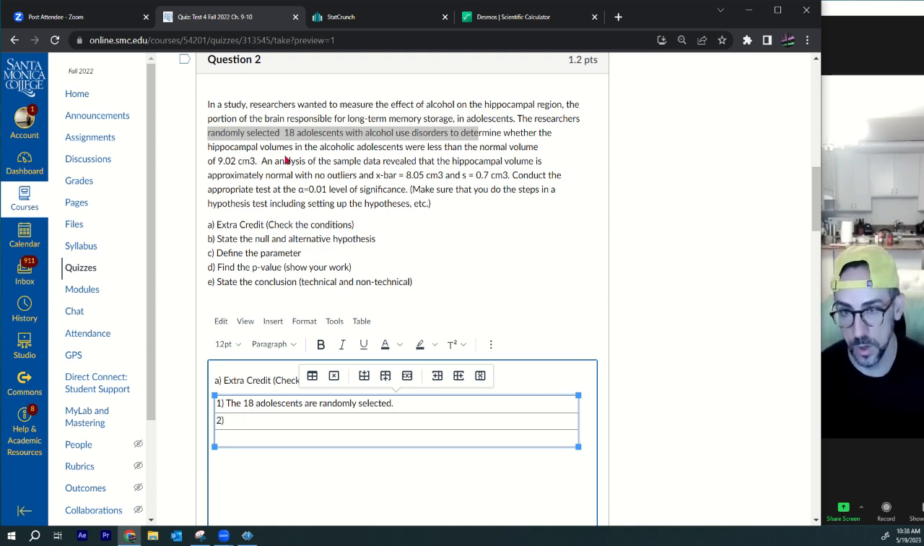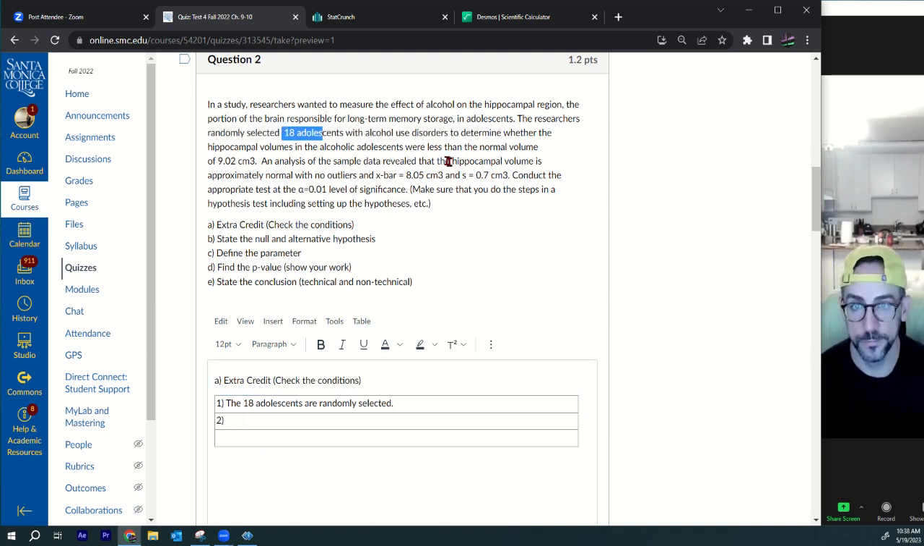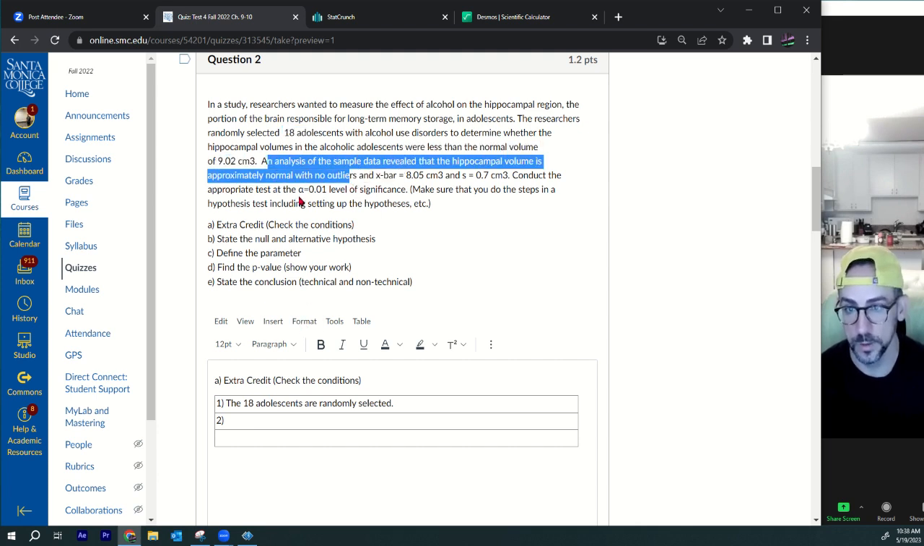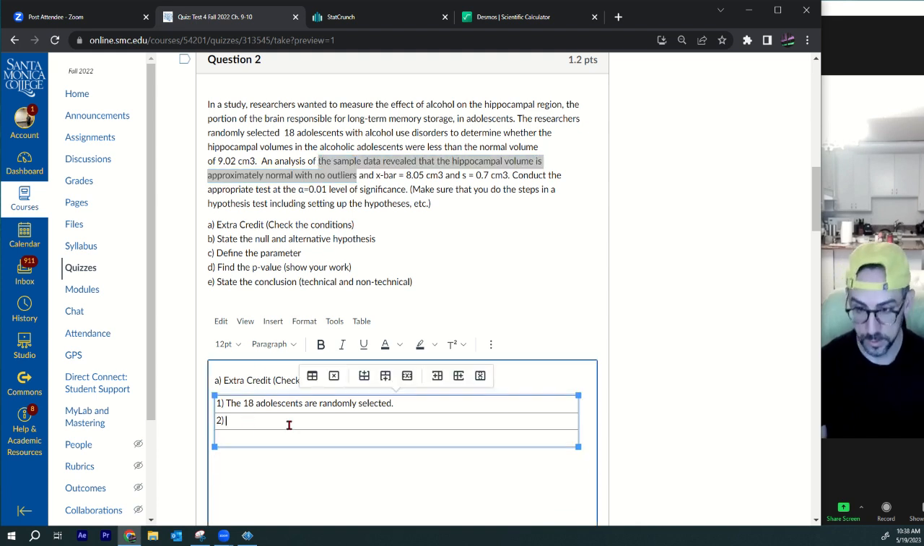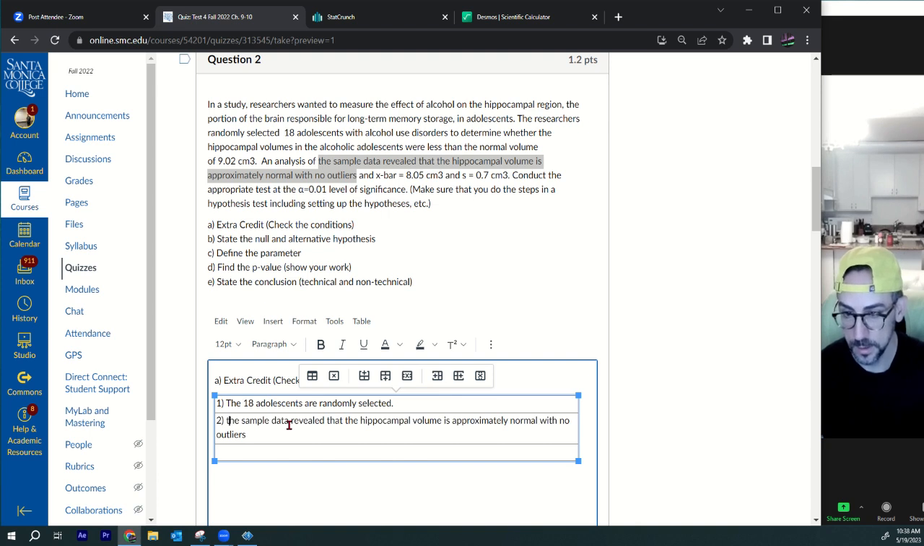2. Ooh, the sample size is low, only 18. Therefore, we need this. Boom, the sample data revealed. Okay, so we could just say this. No outliers. There you go. Control C, Control V. Just say the sample data revealed that the hippocampal volume is approximately normal with no outliers. If you want to be really smart, you would say this is needed since the sample size is less than 30.